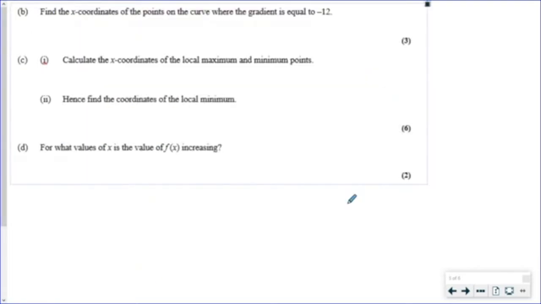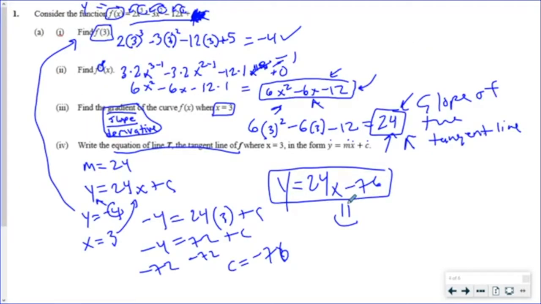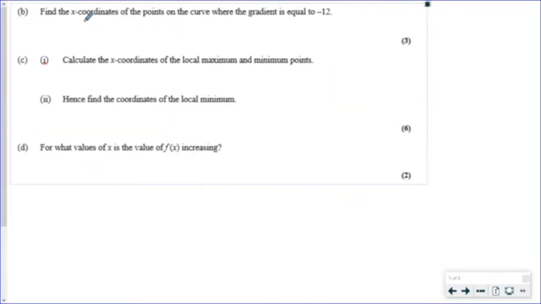There's more to it. Okay, let's look at this. So now, find the x-coordinates of the points on the curve where the gradient is equal to negative 12. Key words here: the gradient is equal to negative 12.